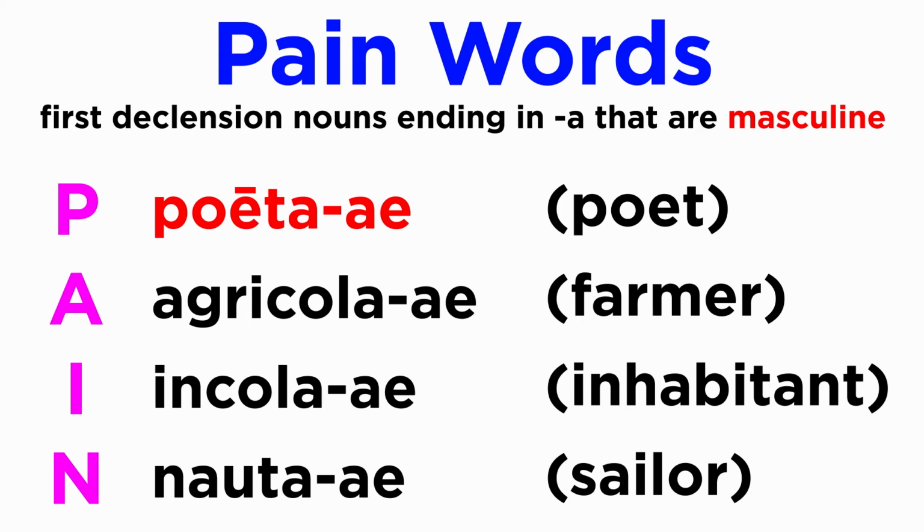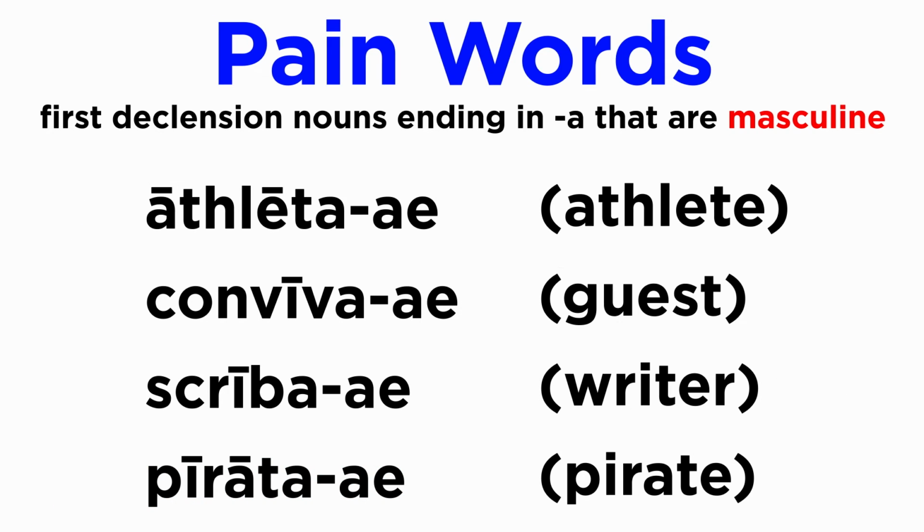Poeta, poetae. Agricola, agricolae. Incola, incolae. Nauta, nautae. Then there is also atleta, atletae. Conviva, convivae. Scriba, scribae. Pirata, piratae.